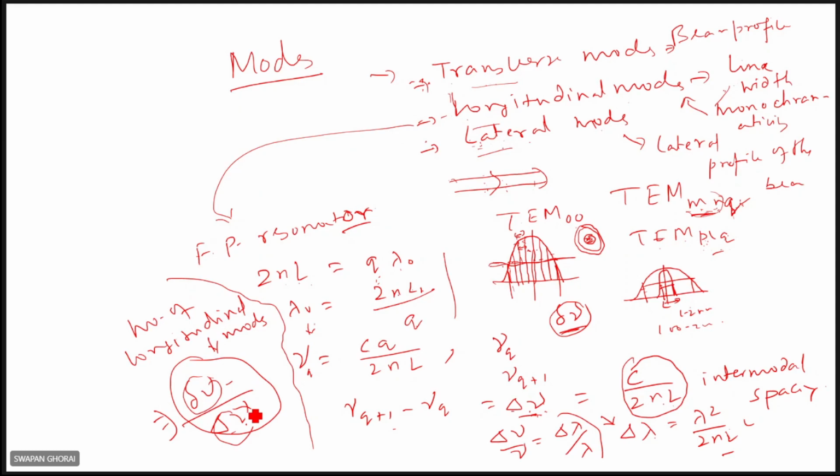This is in terms of frequency. This also can be in terms of lambda, since the relation is delta nu by nu equal to delta lambda by lambda. So you can find out delta lambda equal to lambda square by twice NL.